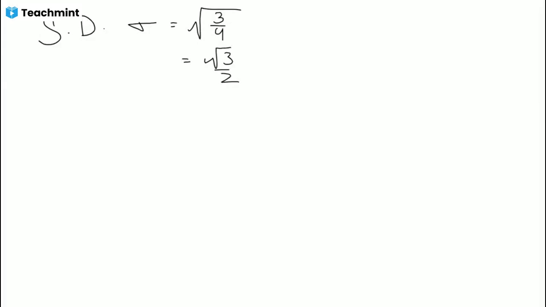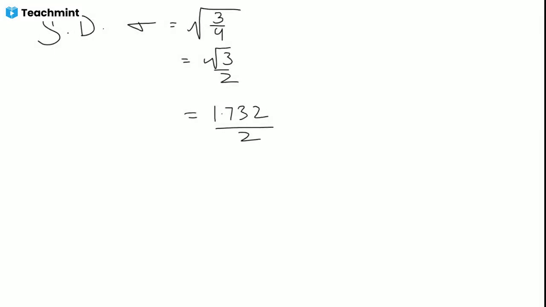If you take it in decimal form, just write the value of root 3 as 1.732 and divide by 2. So we'll get 0.866, and by rounding off, you can write 0.87. You got it?